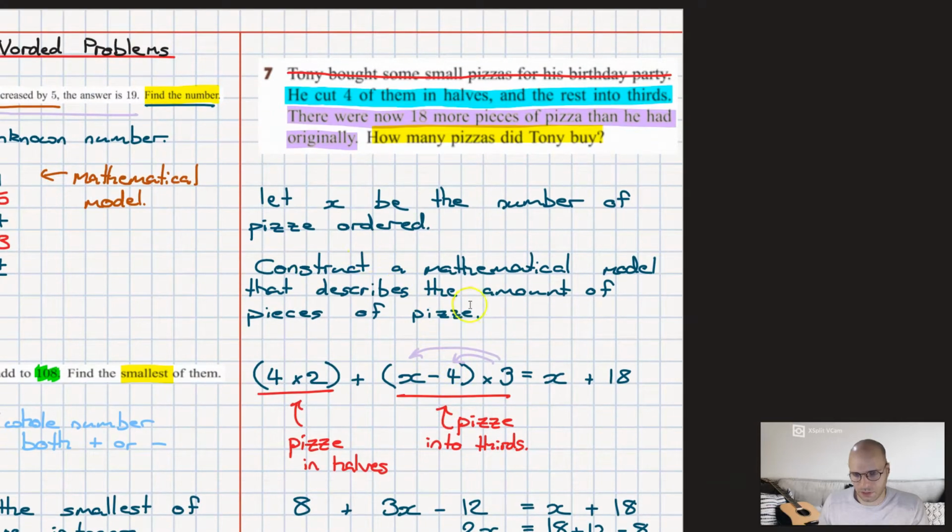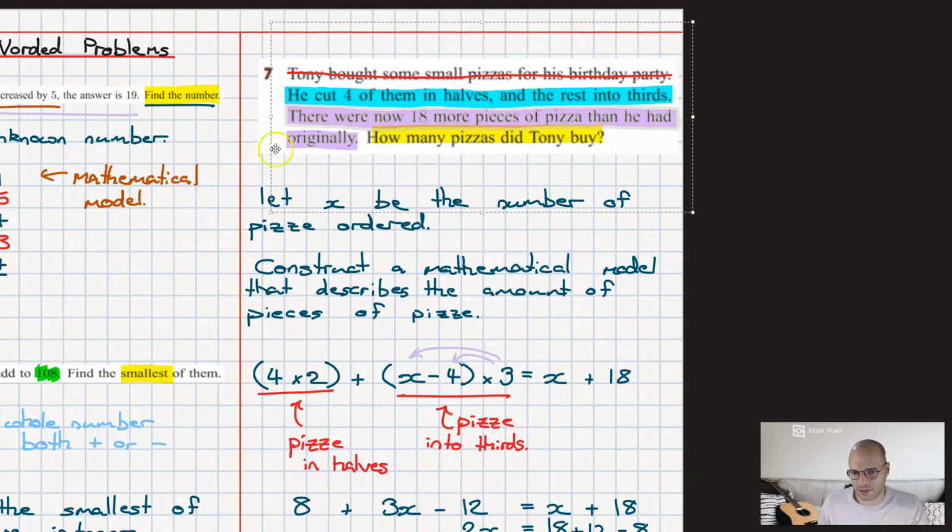So going back, the way in which I analyzed this particular problem was, firstly, I removed all the superfluous junk from the question itself. So Tony bought some small pizzas for his birthday party. You don't need that because it doesn't actually tell us anything that will help us model the particular problem at hand. So just scrub it out. Then the second sentence, he cut 4 of them in halves and the rest into thirds. So I look at this and I think, what is this trying to tell me? And in this case, it's trying to tell me how many pieces of pizza he has.